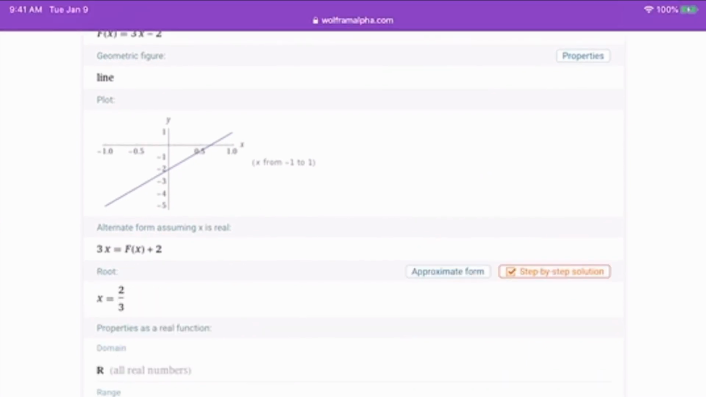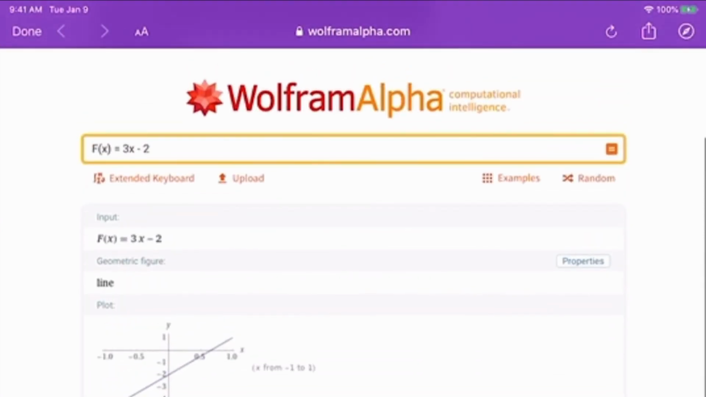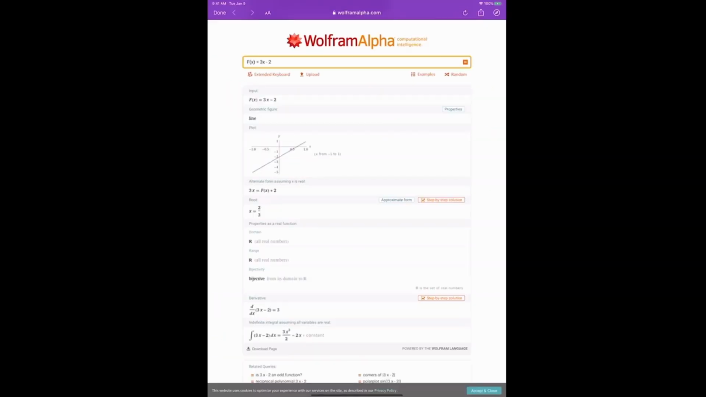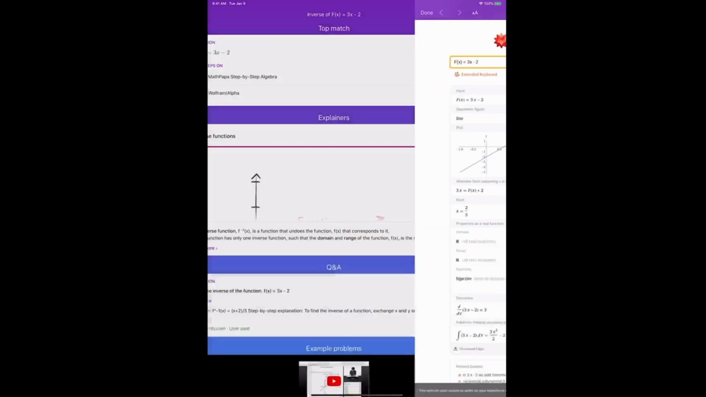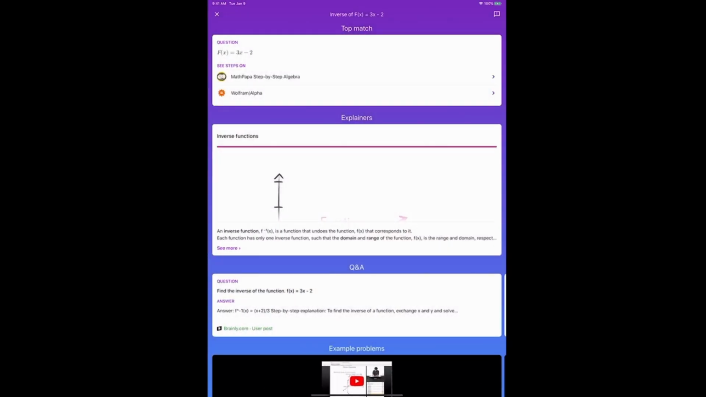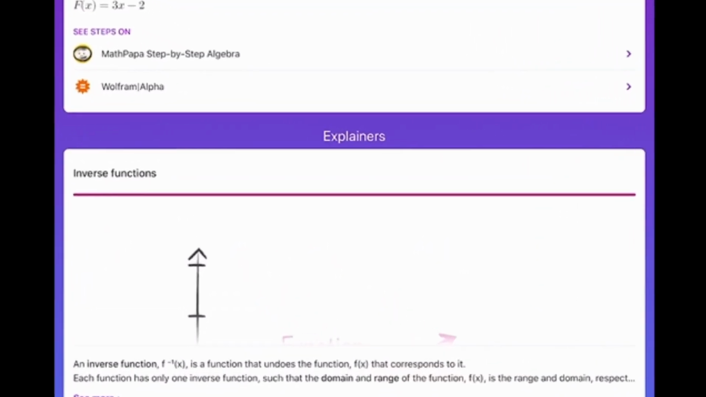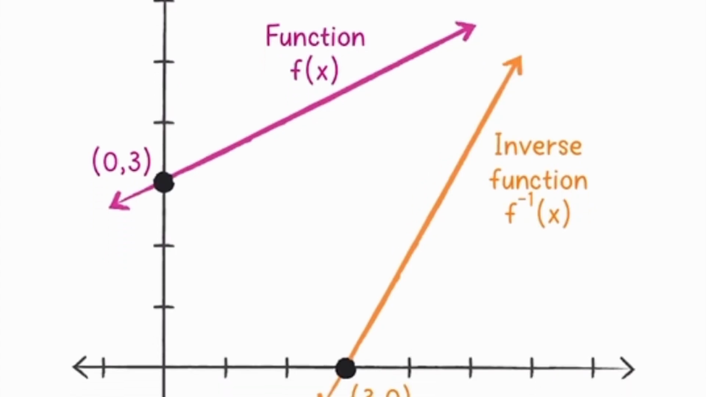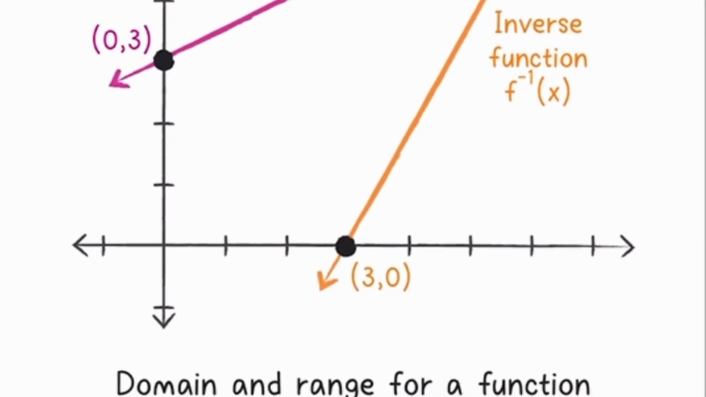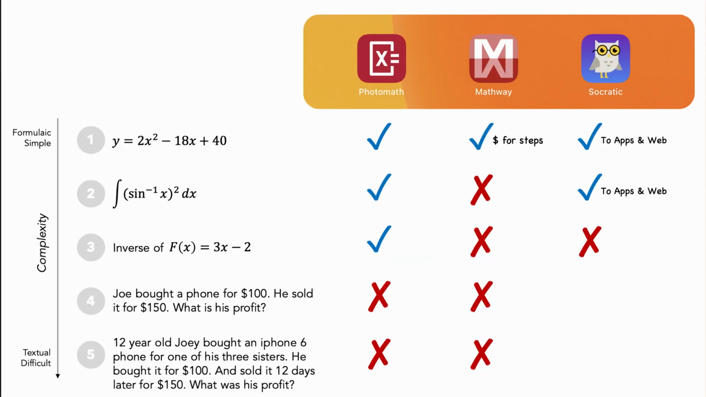On the bottom here, it doesn't give you the option of doing the inverse function at either Wolfram or the other one. It's probably somewhere in there maybe, but it's not clear. What it does do though, is it recognizes the word inverse. So now it gives you an explainer of what inverse functions are. So we can look at that. Yeah. And so here it's showing you the inverse function of something, but it's not giving you the solution.